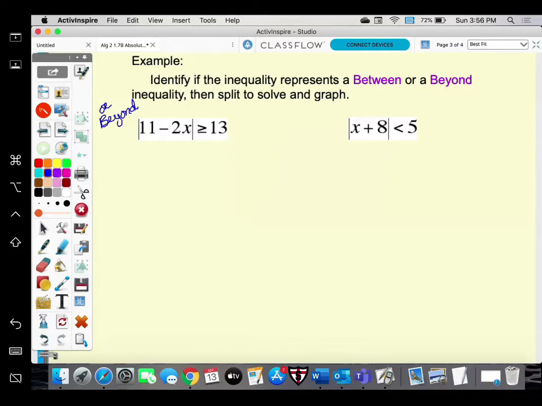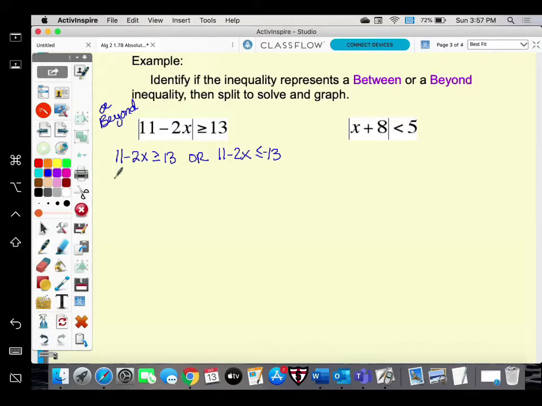So, absolute value in this one is already isolated, so we're ready to separate. And we're going to separate with that magical word or, because this is a greater than inequality. So, 11 minus 2x greater than or equal to 13, or 11 minus 2x. Now we flip that sign, less than or equal to a negative 13. So we're looking for things that are 13 units away on the left and on the right. So that's why we have the sign flipping to negative 13 on that negative side.